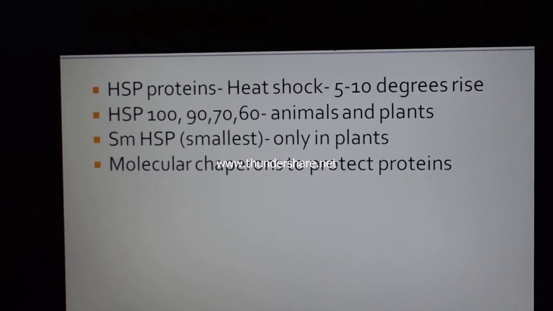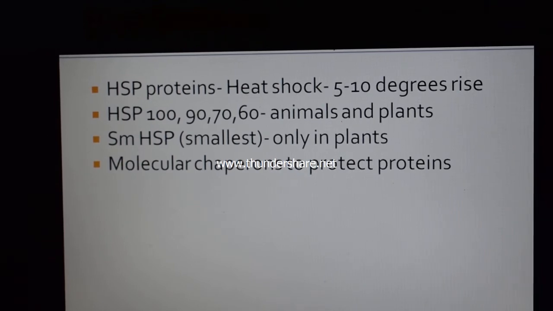In response to heat stress, plants produce a category of proteins called HSP proteins or heat shock proteins, which are usually formed when the plant undergoes 5 to 10 degrees Celsius change in the environment. Usually there are a few general HSPs like HSP 100, HSP 90, HSP 70, HSP 60. These are common in animals and plants. But the small HSP, sHSP, is found only in plants. They act as molecular chaperones to protect plant proteins, usually the misfolded proteins.